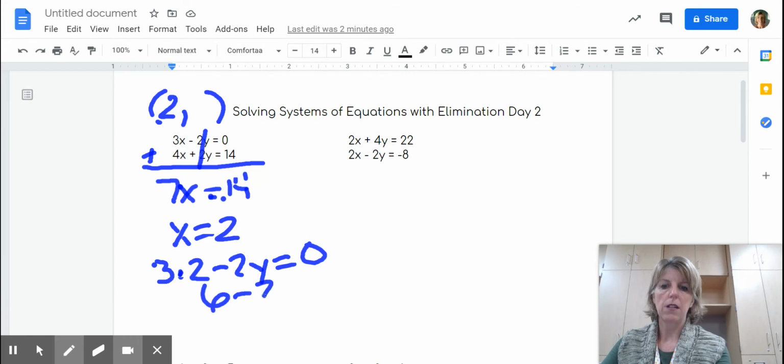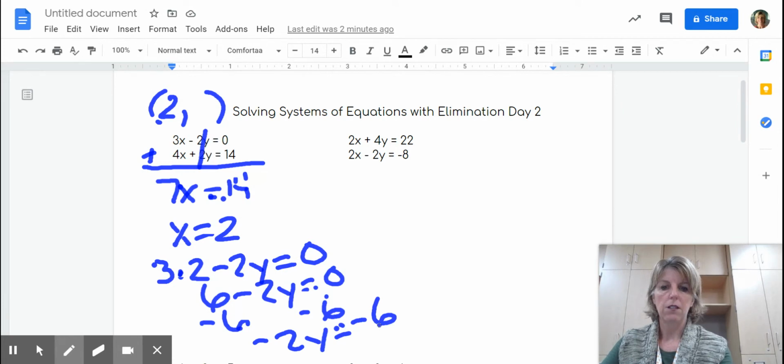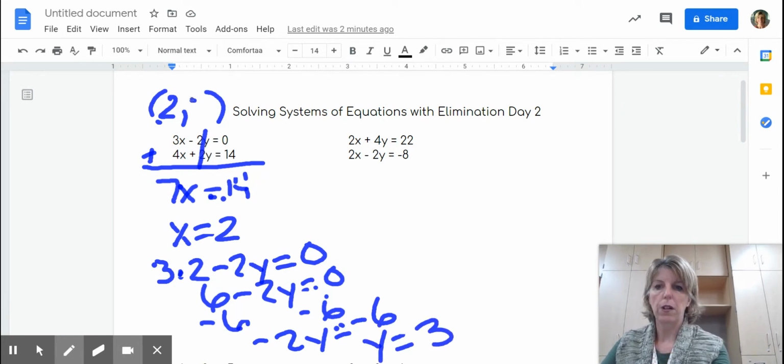So I get 6 minus 2y equals 0. I subtract 6 from both sides. I get negative 2y equals negative 6. I divide both sides by negative 2, and I get y equals 3. So there's my other value right there. So my solution to that system using elimination is (2, 3).